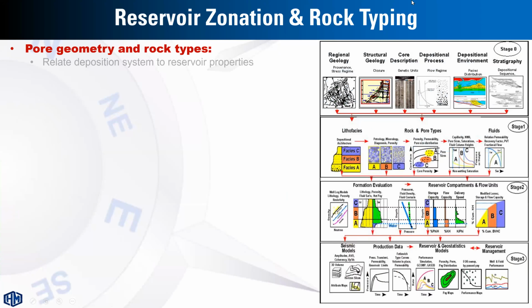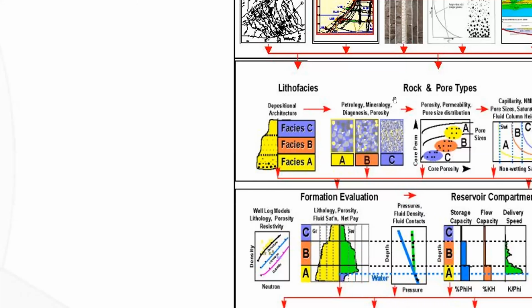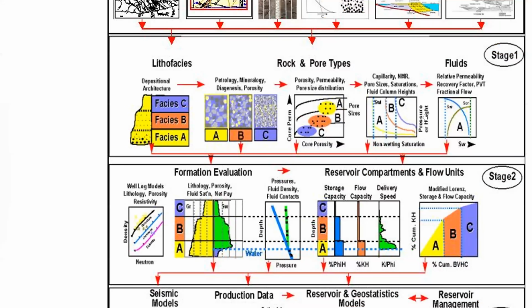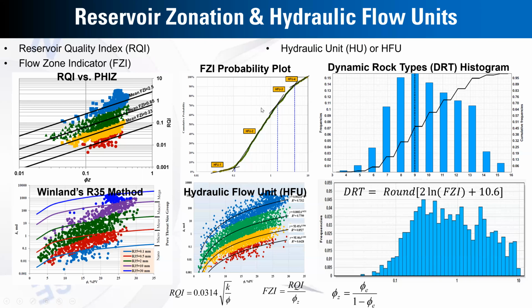Another application of RCAL measurements is reservoir zonation and rock typing, using the porosity and permeability data and other special core measurements like capillary pressure, mostly the mercury injection and porous plate capillary pressure measurements, which will be highlighted shortly in this session. Here we have an overview of different reservoir zonation and rock typing techniques.